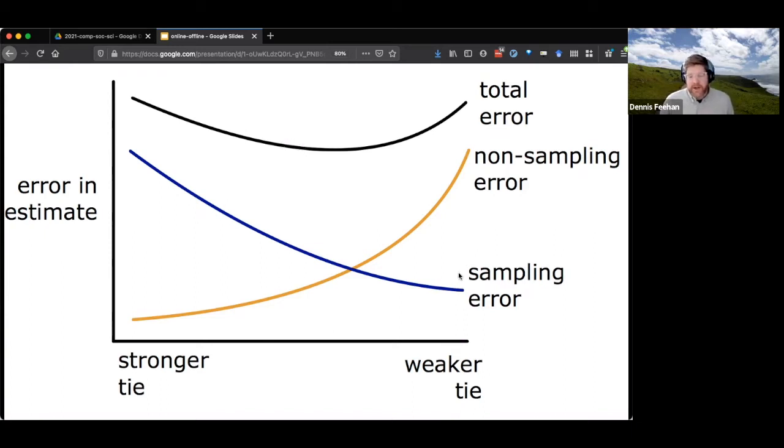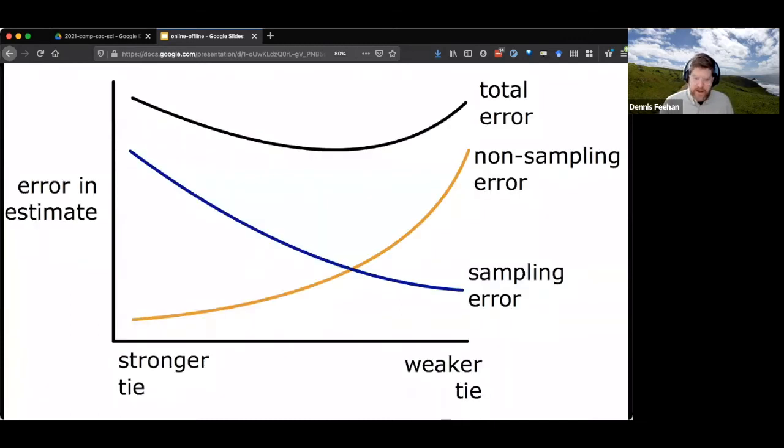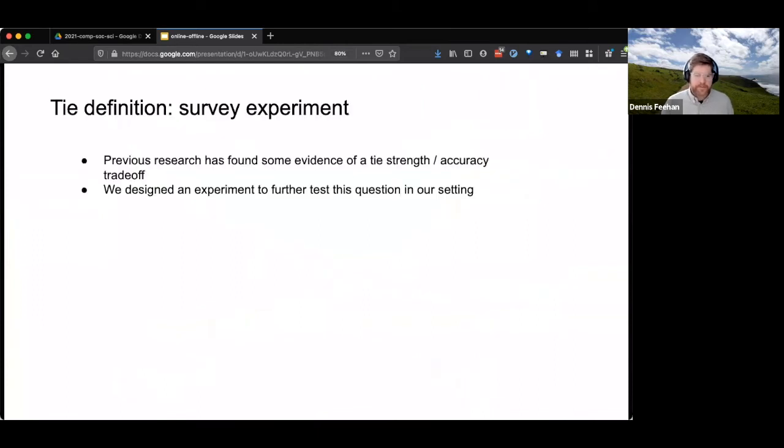Let me emphasize, this is a conjecture. I think there's a lot of reason to think that these curves have approximately this shape from previous social networks research, but this is a conjecture, so this is an empirical question that we're going to need to try and address. And so there's been a little bit of empirical work so far about this, and this has been a kind of productive way to think about these different ties so far.